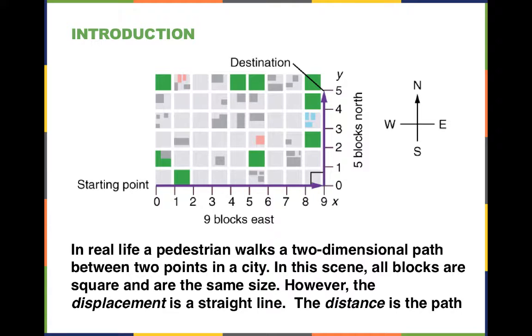And as you know from our previous lecture, as we talk about the straight line between the starting point and the destination, we're talking about the displacement, whereas if you follow the actual path that the person takes, it's called the distance.